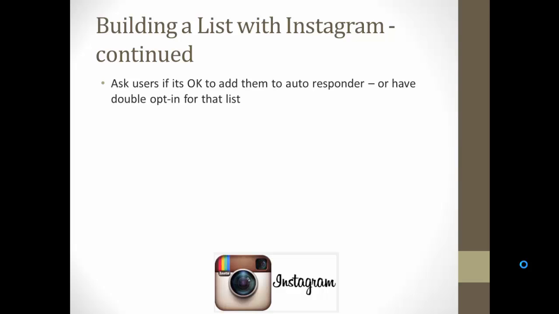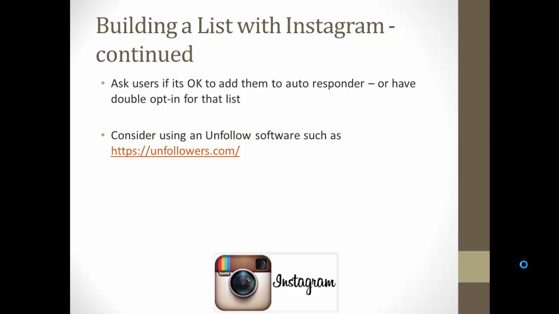And then you can either ask users if it's okay to add them to the autoresponder. You can put it somewhere prominent to give you the explicit permission to add them onto the autoresponder, or you can have a double opt-in for that list, and then they're going to have to give you permission anyway to be emailing them later on. But you'd assume that they would want to be receiving things from you, because they may want to know who the winner is. But anyway, you need to play by the rules. You don't want to be spamming people because that's not good.